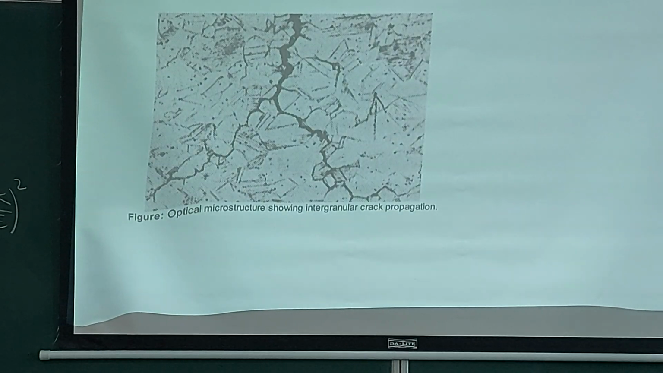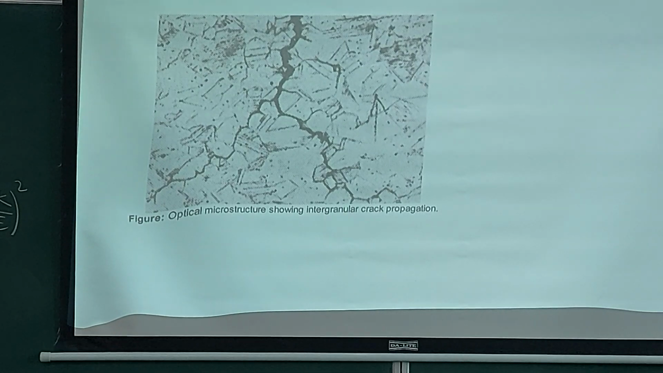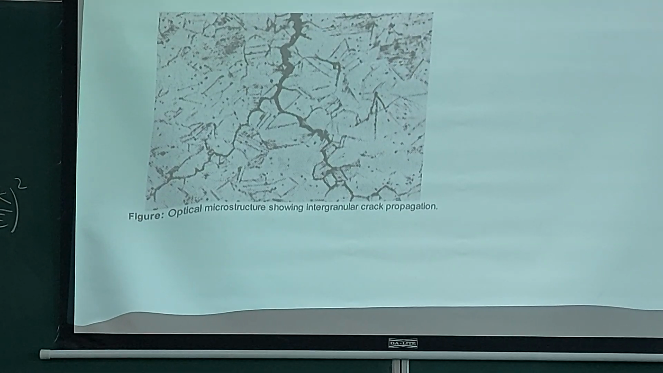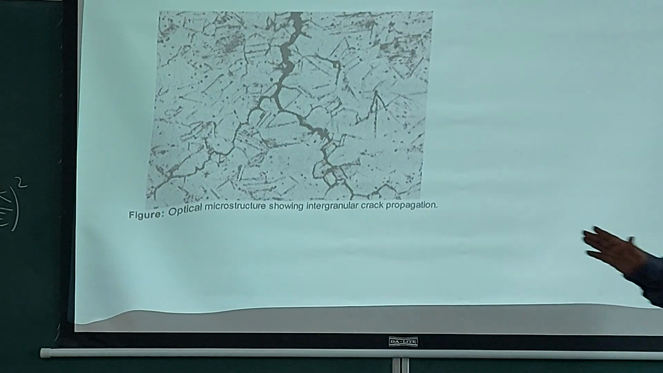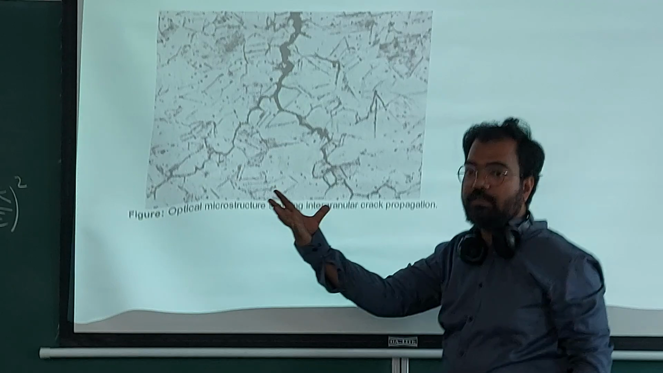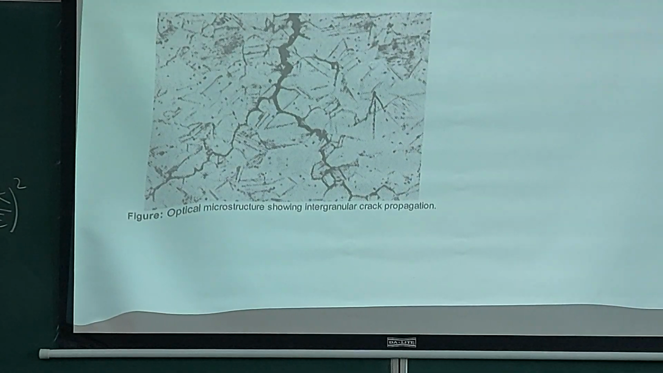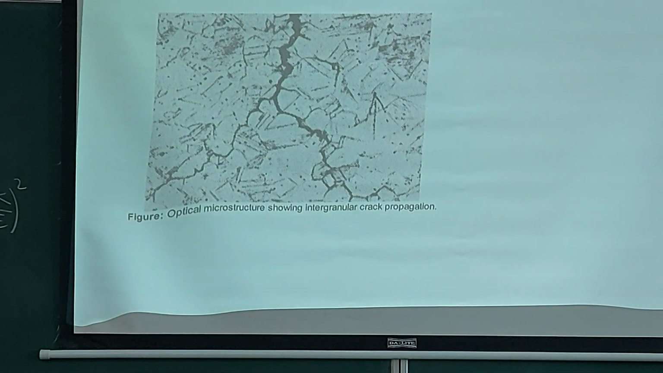So this is a microstructure. This is not a fracture surface. Okay. Fracture surface will be when these two pieces are broken. Then you look at that surface. That will be the fracture surface. Okay. This is a microstructure. When you look at a fracture surface, that is a fractograph.